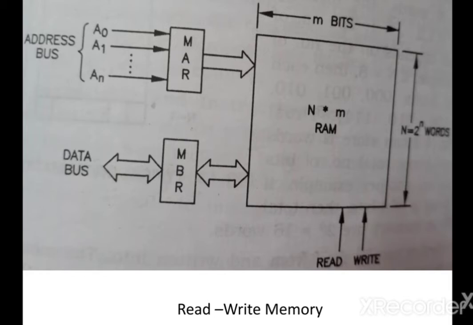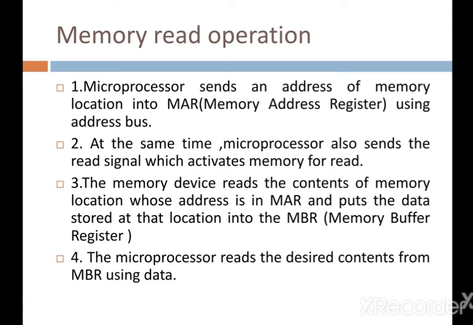of the microprocessor, and the data bus of the microprocessor is bidirectional. That's why here the MBR is connected with a bidirectional line. This is a typical read-write memory organization. Then next, the memory read operation performed by memory. So first step, the microprocessor sends the address of the memory location into the MAR, the memory address register, using the address bus.